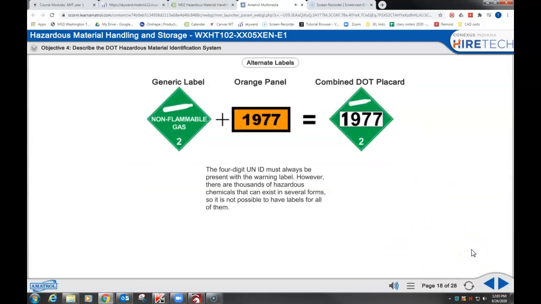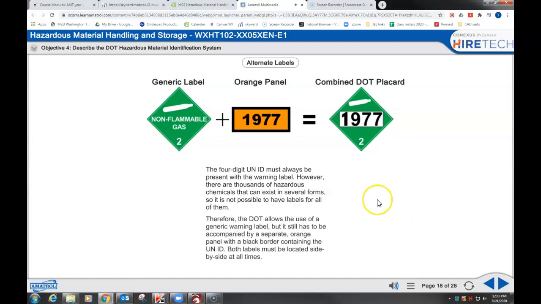The 4-digit UN ID must always be present with the warning label. However, there are thousands of hazardous chemicals that can exist in several forms, so it is not possible to have labels for all of them. Therefore, the DOT allows the use of a generic warning label, but it still has to be accompanied by a separate orange panel with a black border containing the UN ID. Both labels must be located side by side at all times.